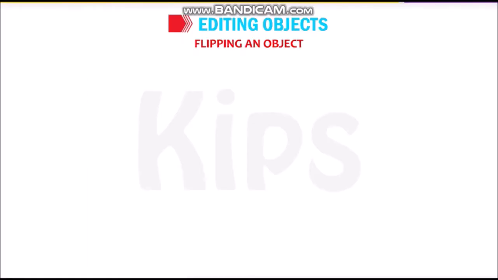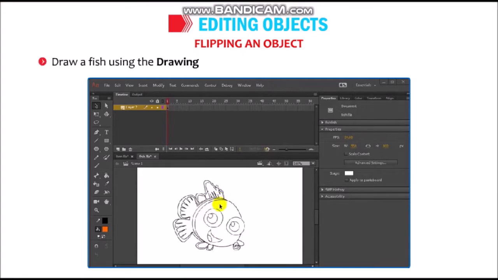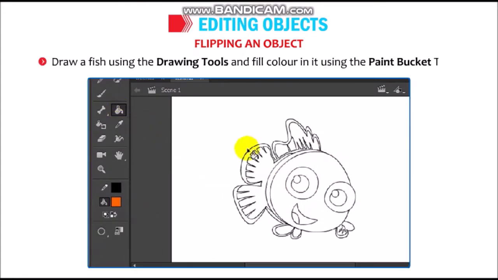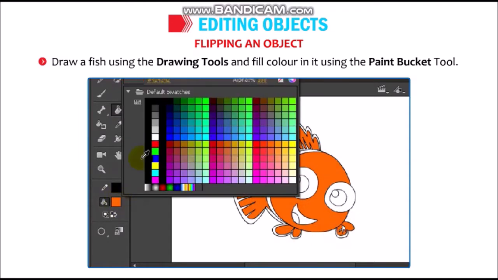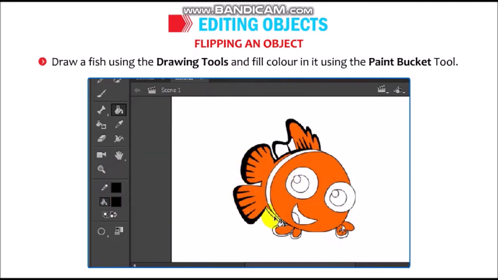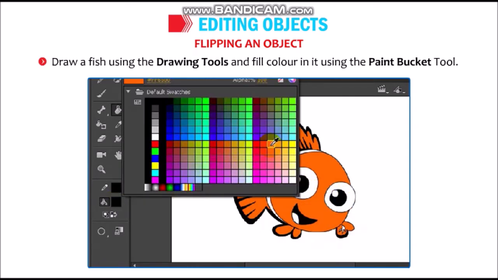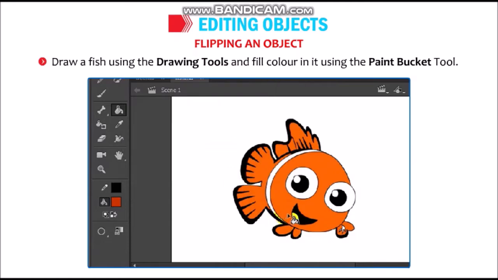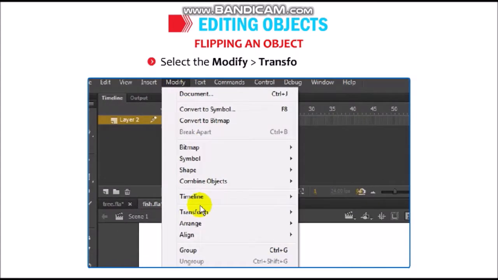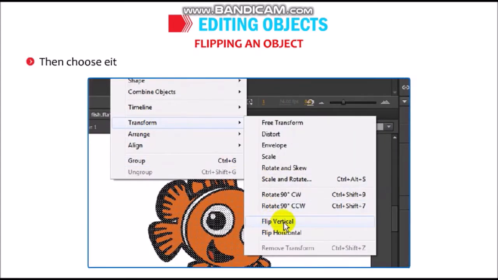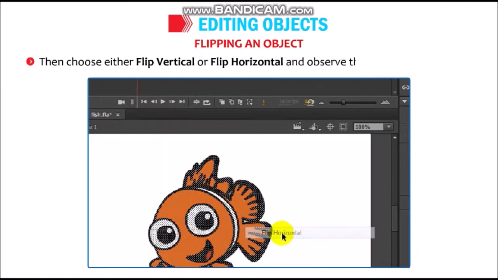Flipping an object. Draw a fish using the drawing tool and fill color in it using the paint bucket tool. Select the fish using the selection tool. Select Modify, then Transform option. Then choose either Flip Vertical or Flip Horizontal and observe the change in the object.